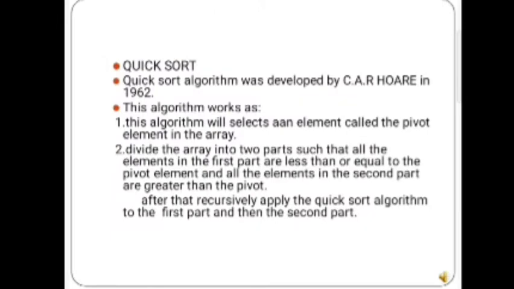Today I am going to discuss Quicksort. The Quicksort algorithm was developed by Tony Hoare in 1962. This algorithm works as follows: it selects an element called the pivot element in the array and divides the array into two parts, such that the elements in the first part are less than or equal to the pivot element and the elements in the second part are greater than the pivot. After that, recursively apply the quicksort algorithm to the first part and then the second part.